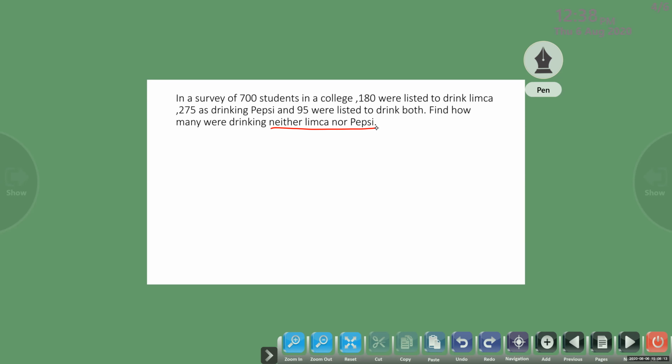L. Okay, n of L is? Limca is 180. Okay, then n of P? 275. Correct? Up to this, is it correct? Okay, you are using the alphabets L and P. n of L intersection P.